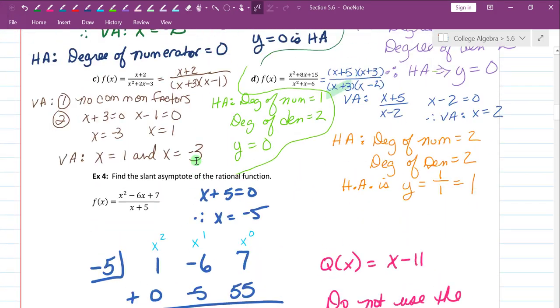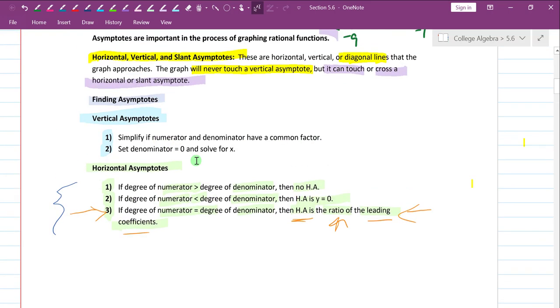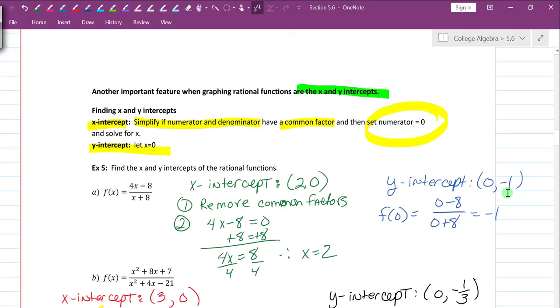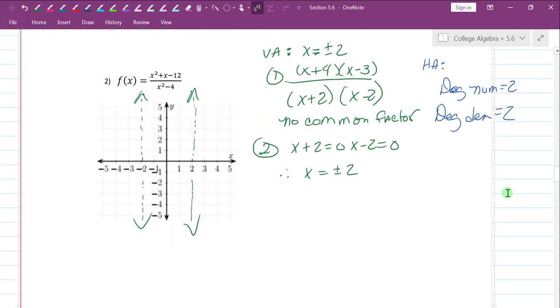And it says when I have equal degrees, I'm going to have a ratio of the leading coefficients. So we're going to come back and we're going to look at the leading coefficients and get our ratio. So a horizontal asymptote is going to be, leading coefficient here is 1. Leading coefficient here is 1. 1 divided by 1 is just 1. So we end up with y is equal to 1 as our horizontal asymptote. So we're going to sketch that in right now.